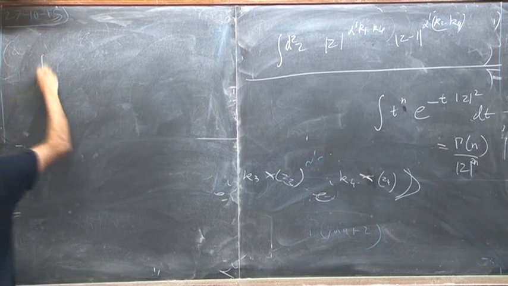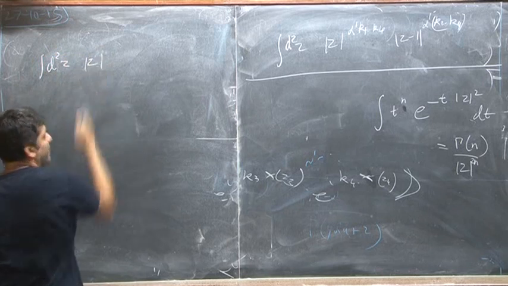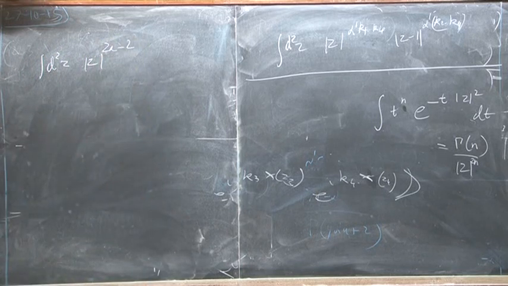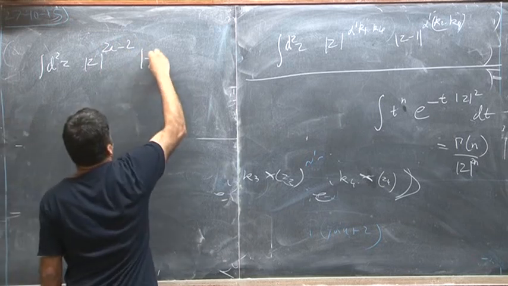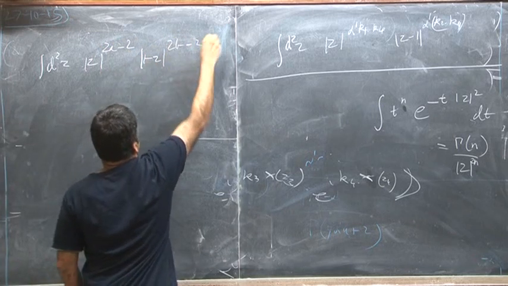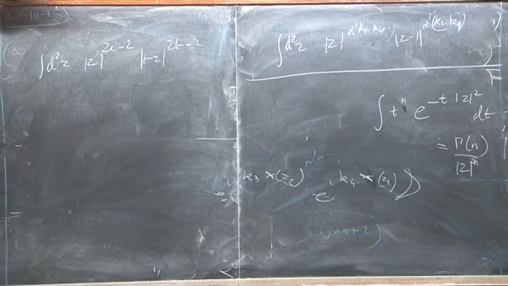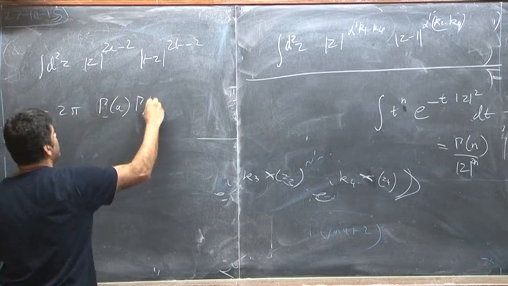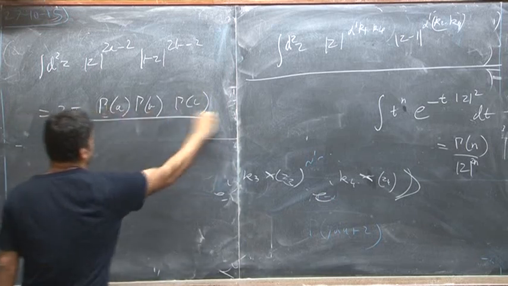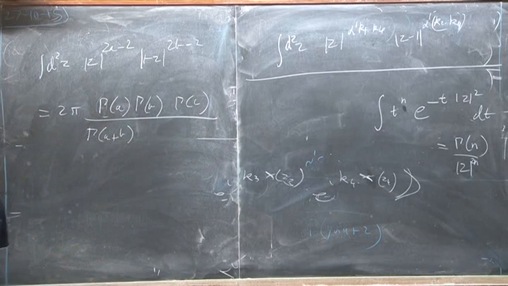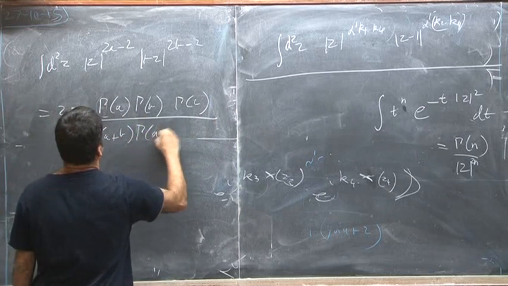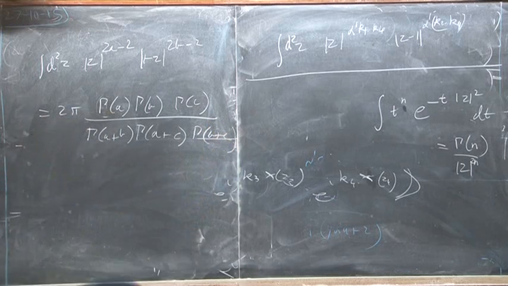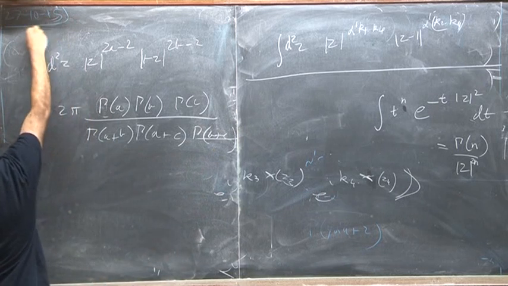d2z mod z to the power 2a minus 2, 1 minus z to the power 2b minus 2, is equal to 2 pi into gamma a, gamma b, gamma c over gamma a plus b, gamma a plus c, gamma b plus c, where c is defined so that a plus b plus c is 1.